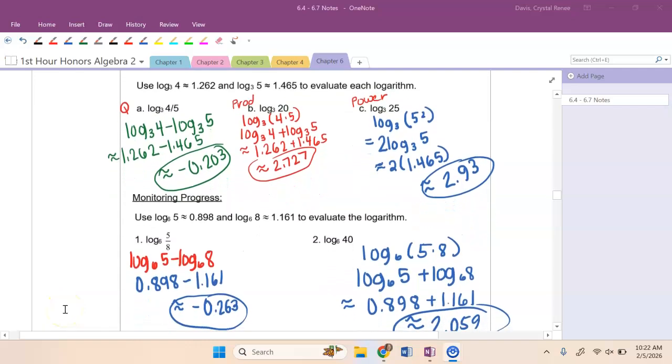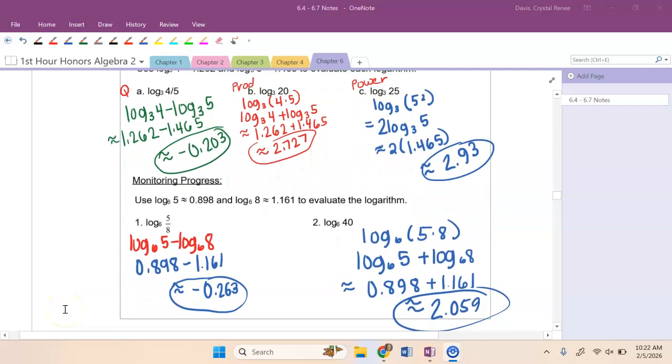Okay, so this is what you should have gotten. And then once again, let's go back to what we're doing, don't lose track of that. This means that 3 to the roughly 2.93 power should be about 25. And all that works for all of these. This one here, 6 to the 2.059 power roughly, these are rounded, is about 40.